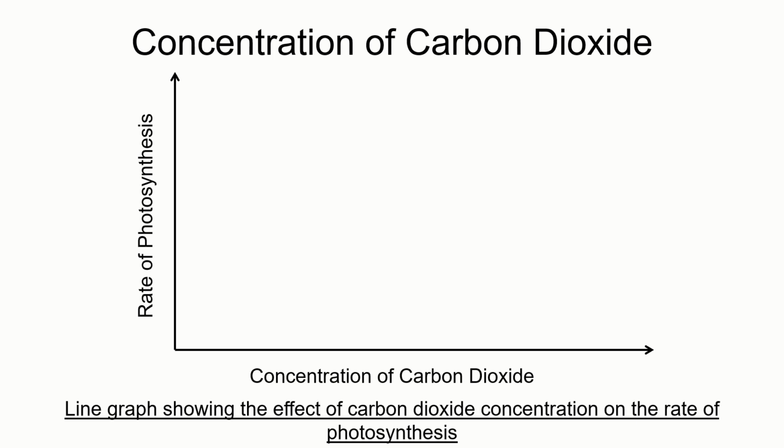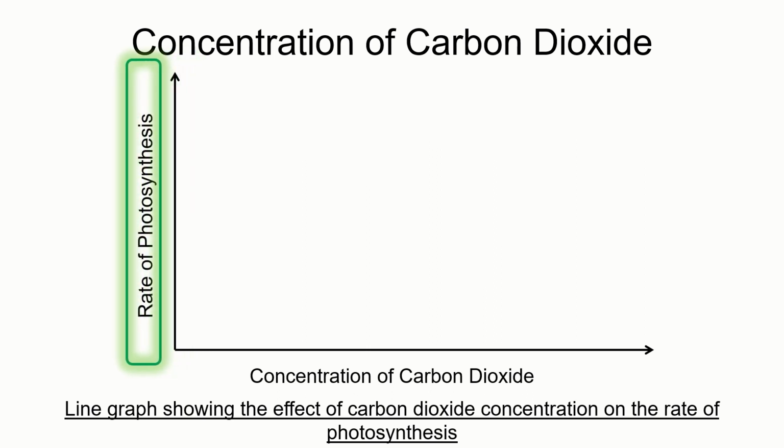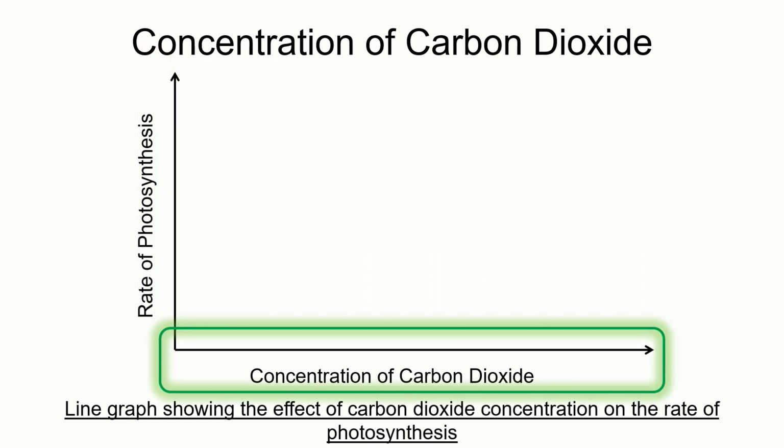As usual, we put the dependent variable on the y-axis. In this case, it is the rate of photosynthesis, because it changes based on the concentration of carbon dioxide. It is dependent on it. On the x-axis, we always put the independent variable. This is the variable we would change in an experiment.